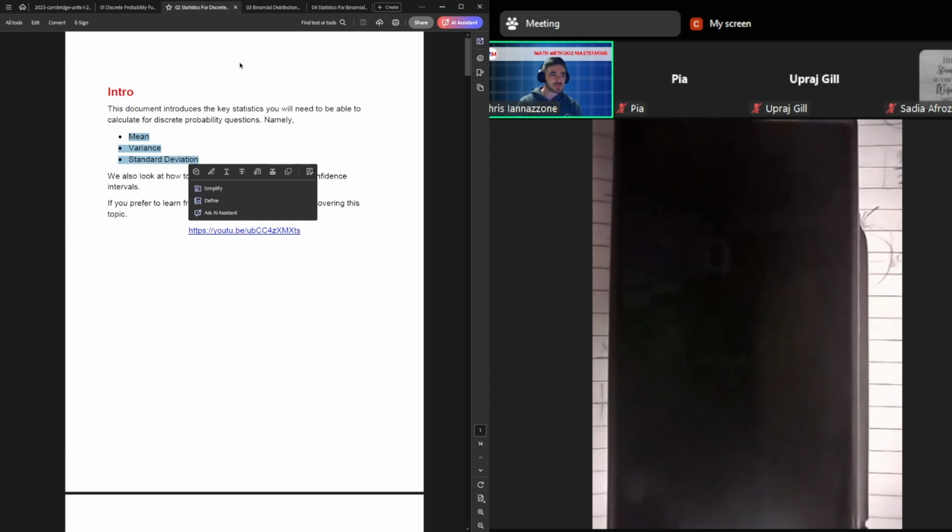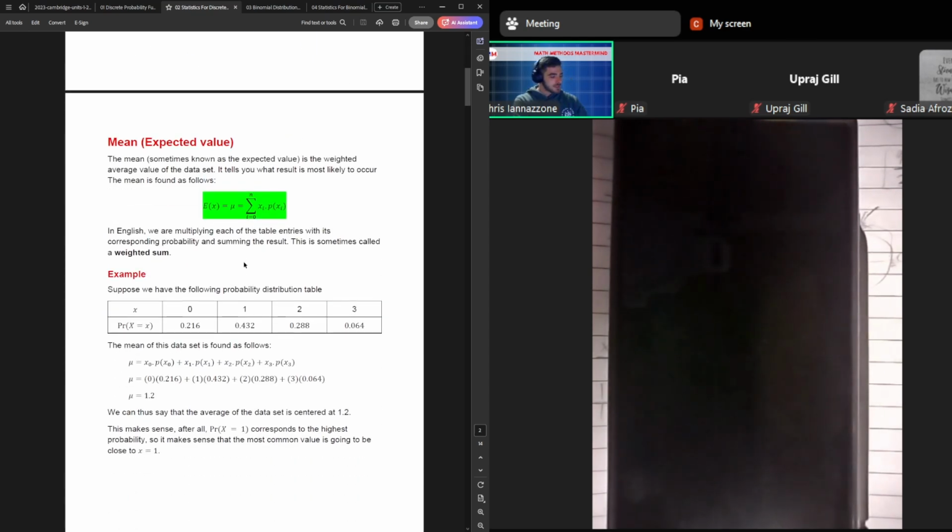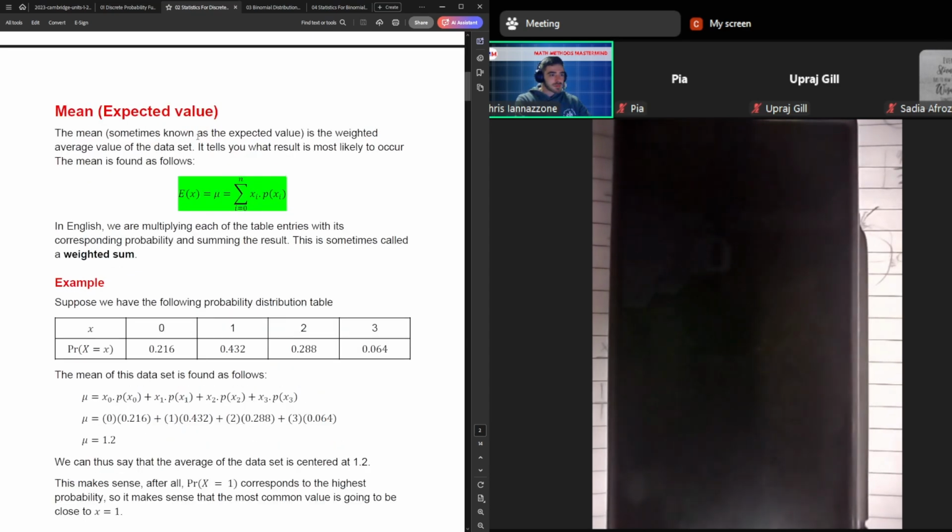Yeah, all of this actually. If you've done Unit 1 and 2, you would have seen all these. Anyway, let's have a look. So, mean, sometimes called the expected value. The equation looks super nasty. This is mathematically how it is expressed.